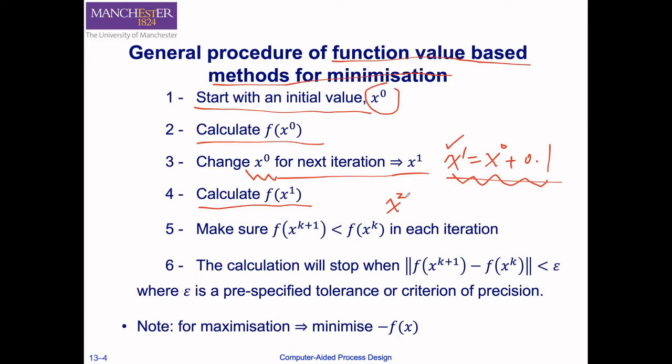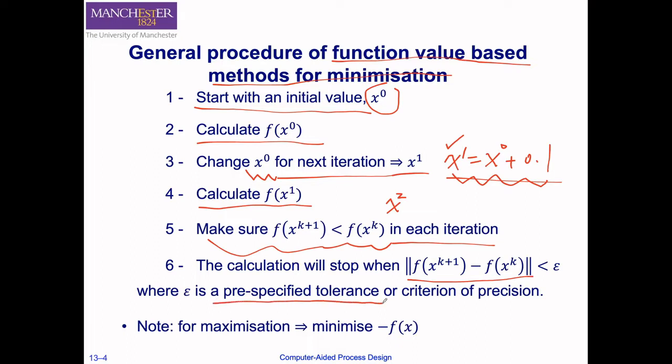We do iterations. At each iteration, we need to make sure the function value at the new trial point is less than the function value at the current trial point, until the absolute difference of the function values at two successive trial points satisfies a pre-specified tolerance.